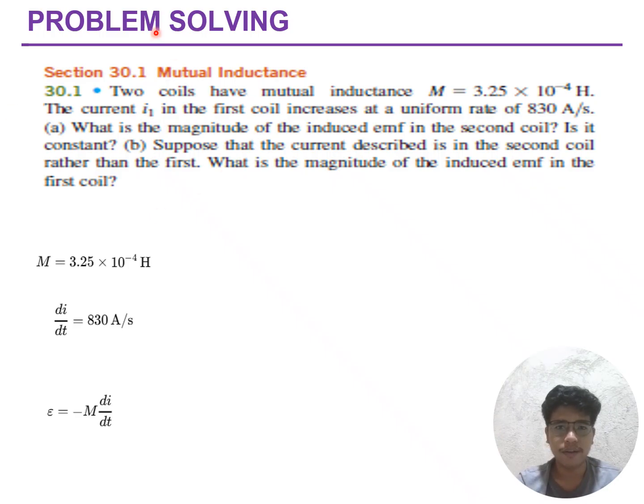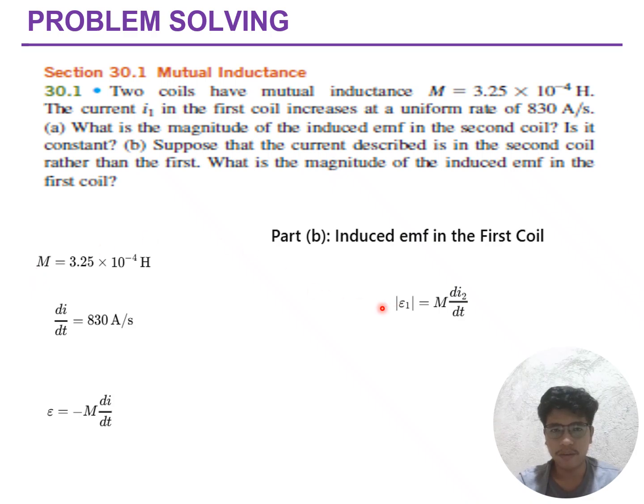Then for part B, the induced EMF in the first coil, we have this situation where the two coils have a mutual inductance of M equals 3.25 times 10 to the power negative 4 H. The current I1 in the first coil increases at a uniform rate of 830 amperes per second. The question for part B is: suppose that the current described is in the second coil rather than the first. What is the magnitude of the induced EMF in the first coil?